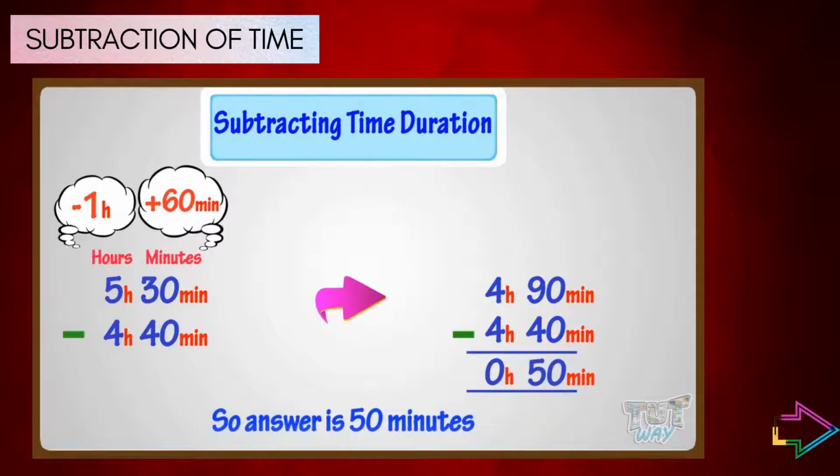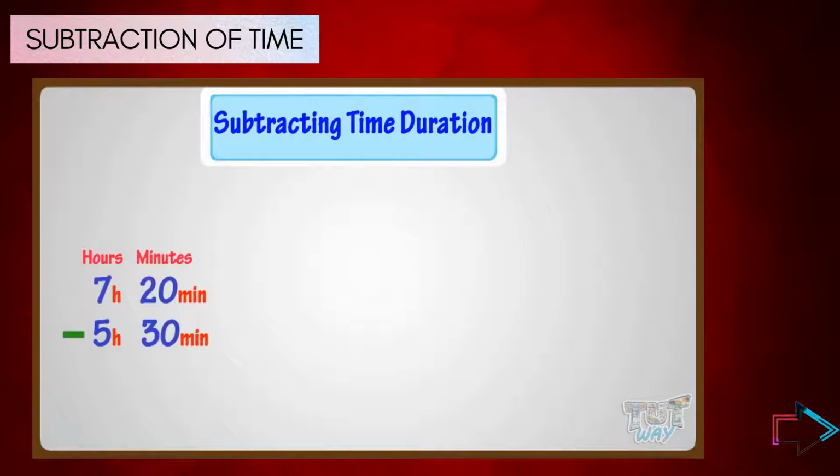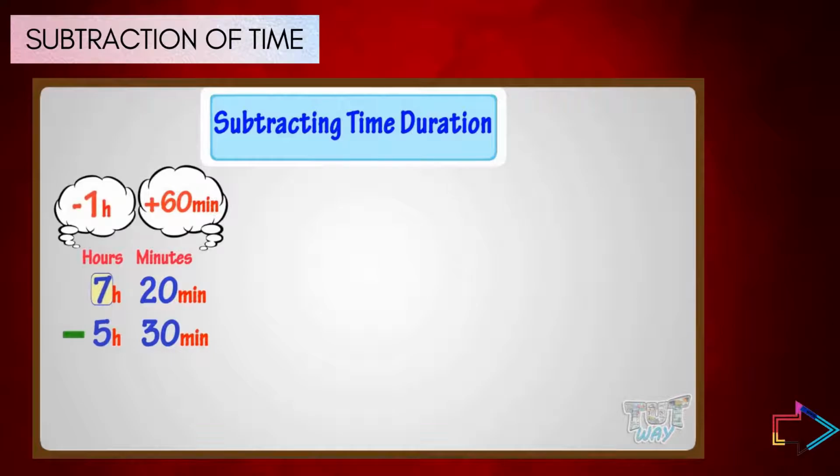Now let's take another example. We have to subtract 5 hours, 30 minutes from 7 hours and 20 minutes. While subtracting time, we have to subtract hours from hours and minutes from minutes. But here, we have to subtract 30 minutes from 20 minutes. So what we do in such cases is add 60 minutes to the minutes from which we have to subtract and subtract 1 from hours.